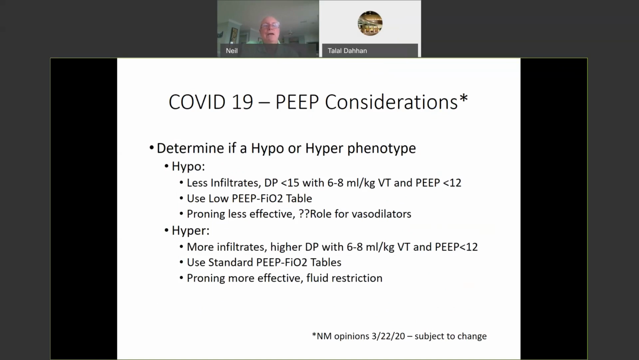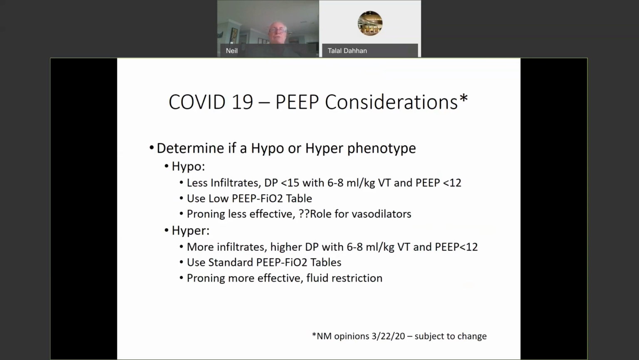So again, if you have the hypoinflammatory type, the infiltrates are not quite as extensive. If you measure a driving pressure, it's low, reflecting significantly better compliance when using a standard tidal volume and a modest level of PEEP. And under these conditions, because they're not really PEEP responsive and because their compliance is pretty good, you probably should use the low PEEP FiO2 table. Proning probably doesn't help as much here.